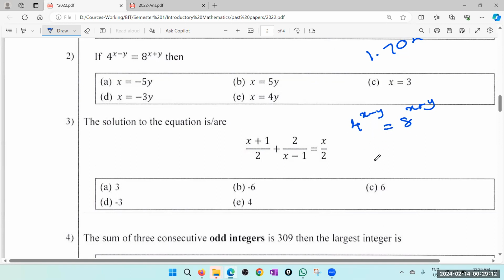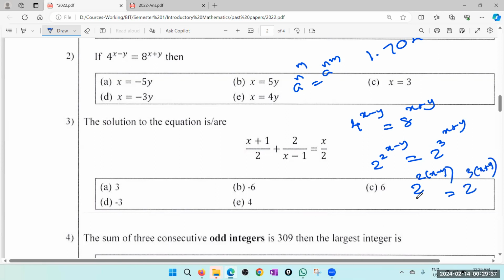So therefore, I'll write 4 as 2 to the power 2, to the power x minus y, equal 8 as 2 to the power 3, to the power x plus y. And remember, a to the power n to the power m is a to the power nm. So therefore, I can write 2 to the power 2 times x minus y equal 2 to the power 3 times x plus y. Now, when the bases are the same, the indices must be the same. So therefore, 2 times x minus y equal 3 times x plus y.